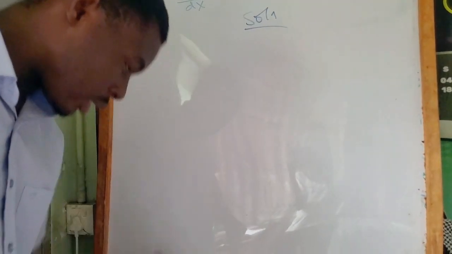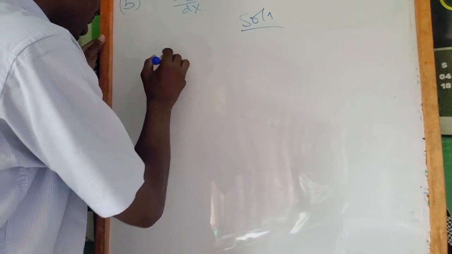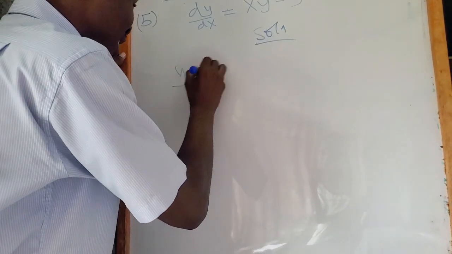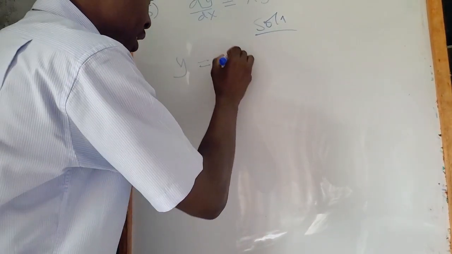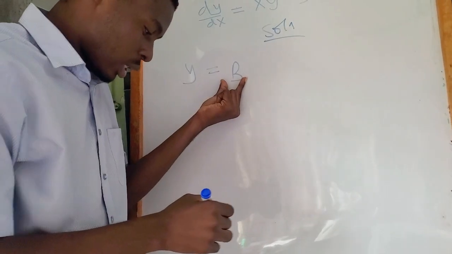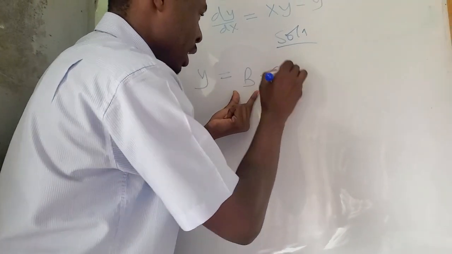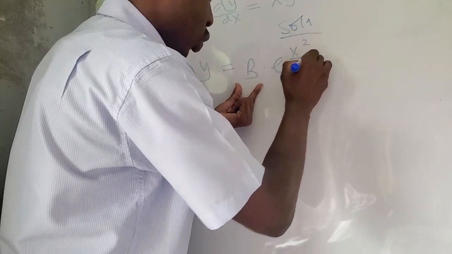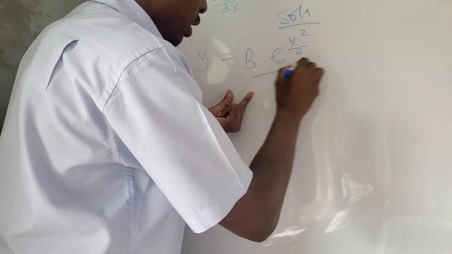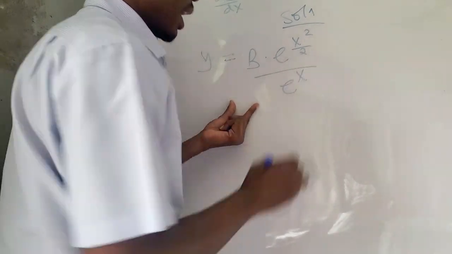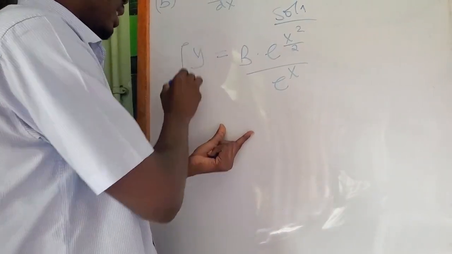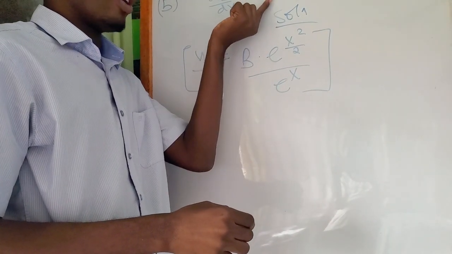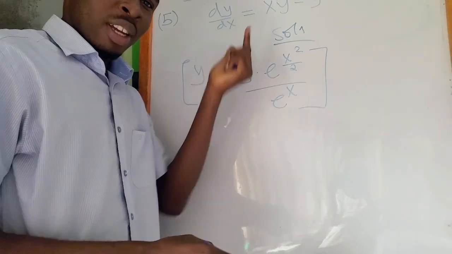Let us write this up here. So y, my marker is almost finishing. Y is equal to b, which is the arbitrary constant, times e to the x squared divided by 2, divided by e to the x. This is the general solution to this differential equation.